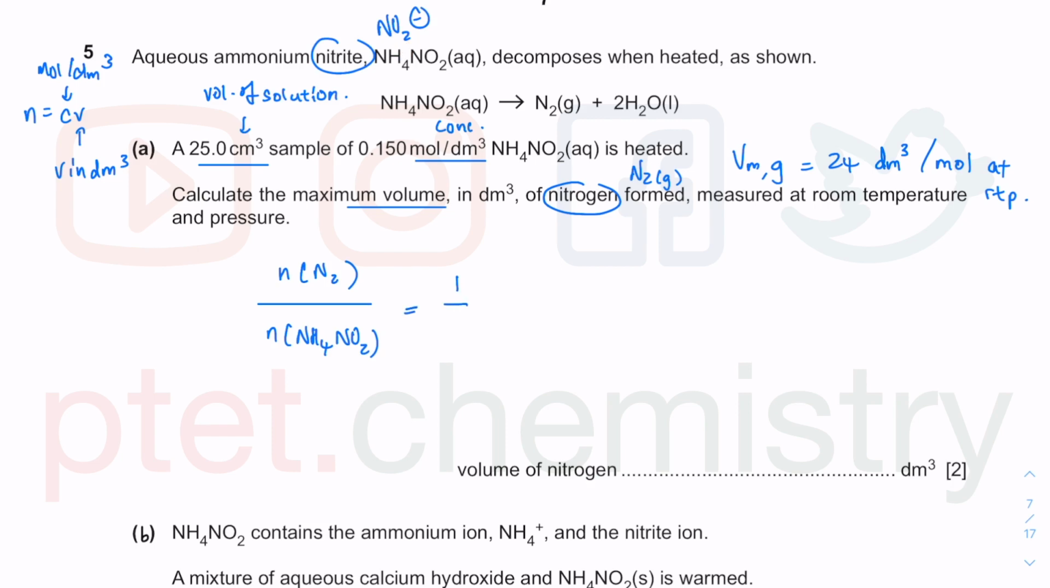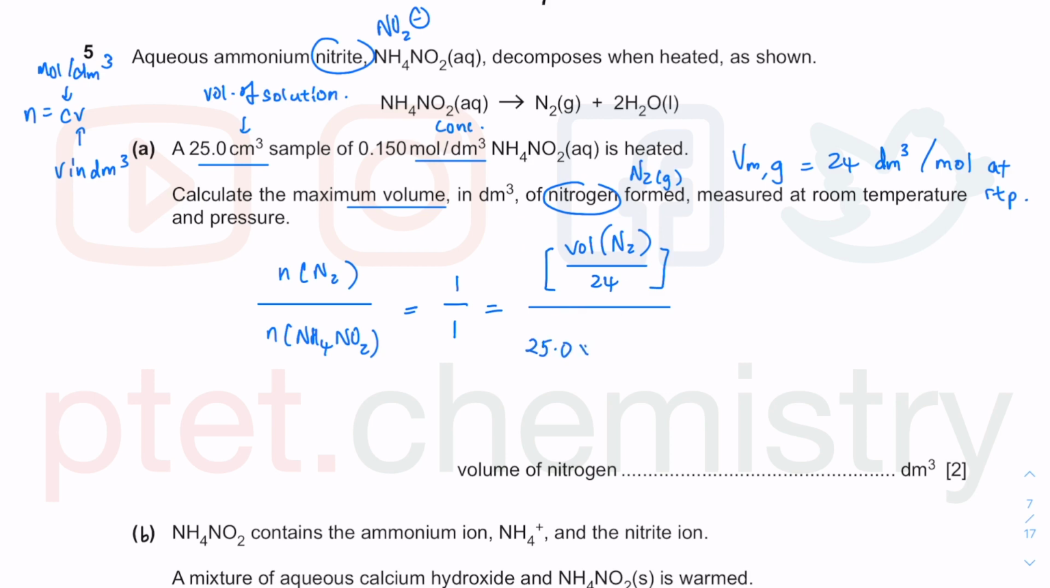From the balanced equation, I have labeled it like this: 1 mole of N2, 1 in front, comes from 1 mole of this ammonium nitrite. There's 1 in front as well. On top, I have the volume of a gas, and this is volume of N2 in dm cube. So I divide by 24 dm cube per mole. This gives me the mole of the gas, the mole of N2, divided by the concentration or the volume.